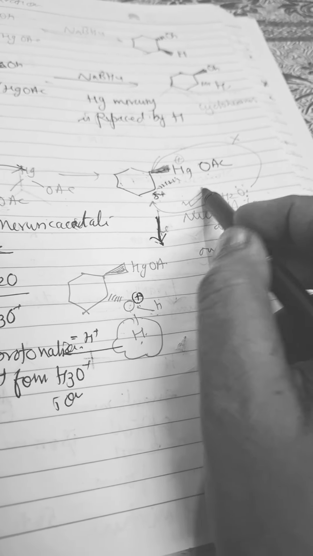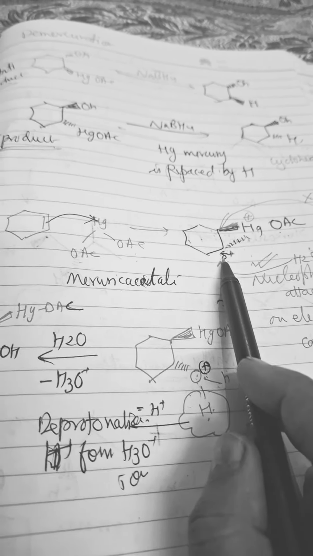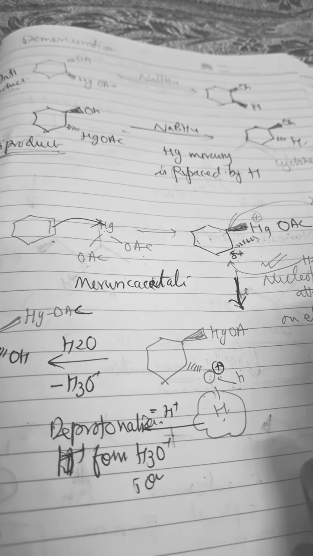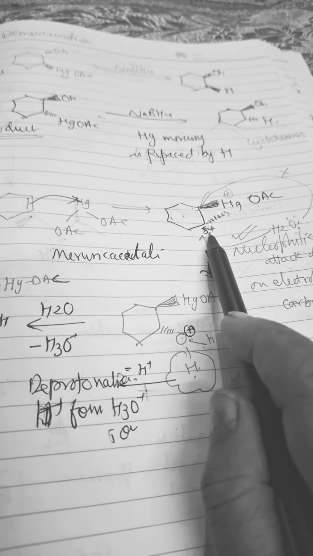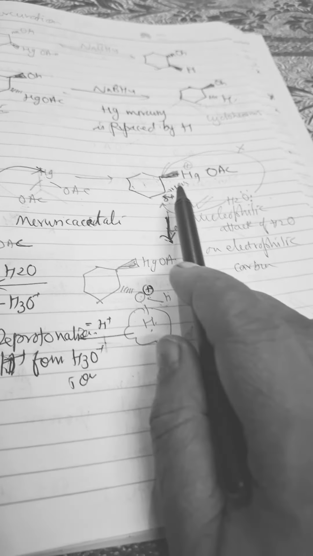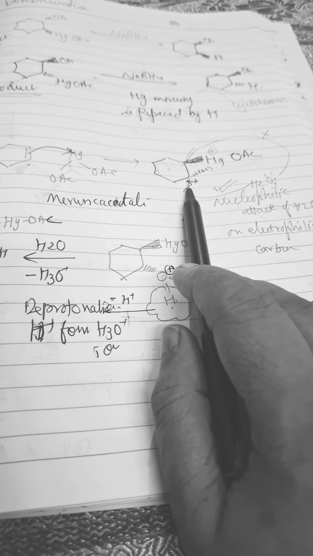So what will happen over here? Since it is partially bonded, a partial positive charge will be there. No carbocation, only a partial positive charge. So water will attack this. This is the first nucleophilic attack, and this nucleophilic attack is going on over here.